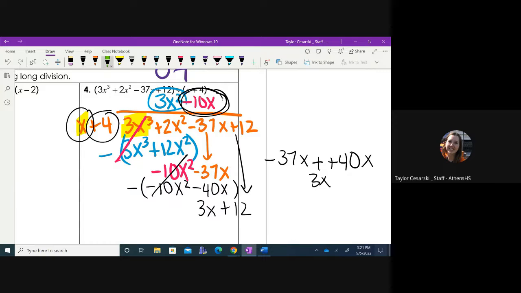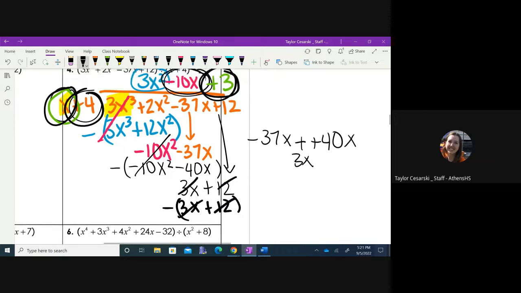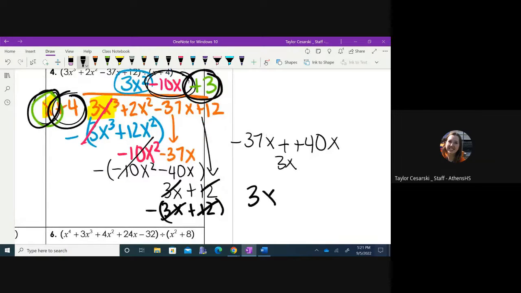All right, and then we're going to repeat the process again. So x times what up here will give me 3x. That would be 3. And then we're going to multiply both pieces. So 3 times x is 3x, and 3 times 4 is 12. And you'll notice in this one, everything cancels out, so that means there's no remainder. Your final answer is what's at the top, 3x squared minus 10x plus 3.